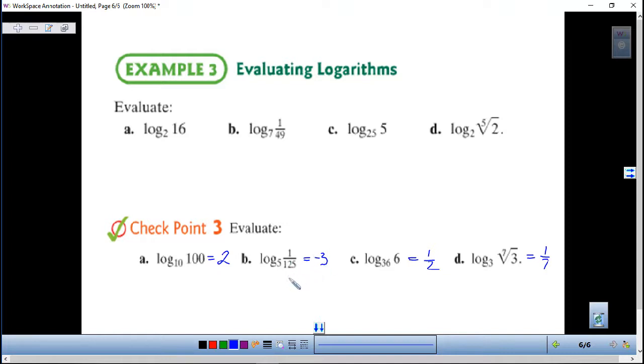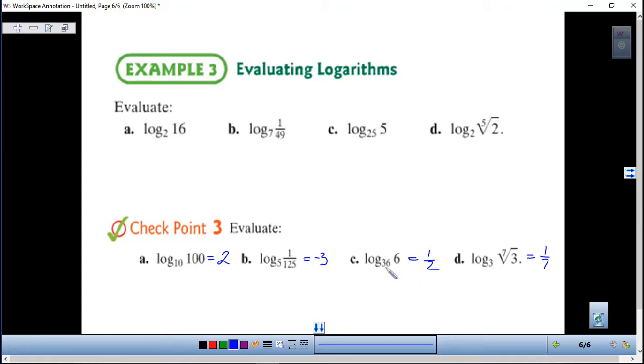With part B, you're saying 5 raised to what power gives you 1 over 125? Well, once again, just worry about the bottom. What power would I raise 5 to get 125? Well, 5 times 5 is 25. 25 times 5 is 125, so third. But since it's on the bottom of the fraction with a 1 on top, I've got to make that 3 a negative 3.